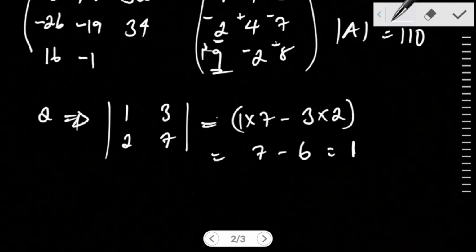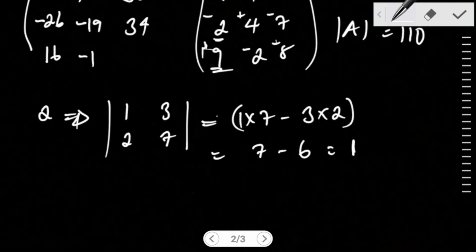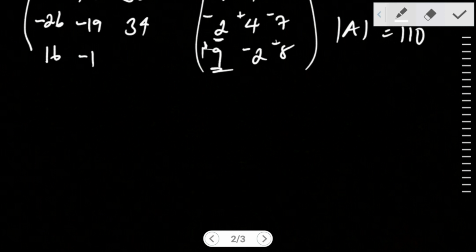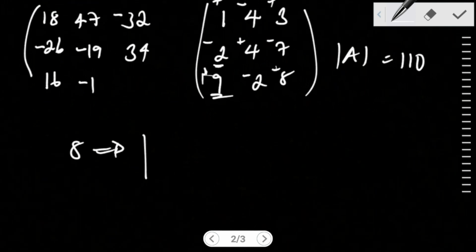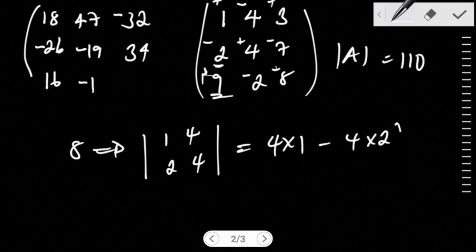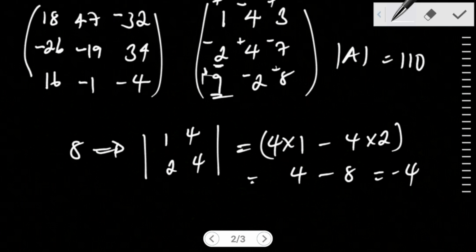And so the next step is that of 8. For 8, if you look at 8, that means I'm having 1, 4, 2, 4, and therefore I'm going to get 4 times 1 minus 4 times 2. Therefore this is 4 minus 8, which would give me a negative 4. But the sign on 8 is positive, and therefore I retain the sign. This is a negative 4 in this case.